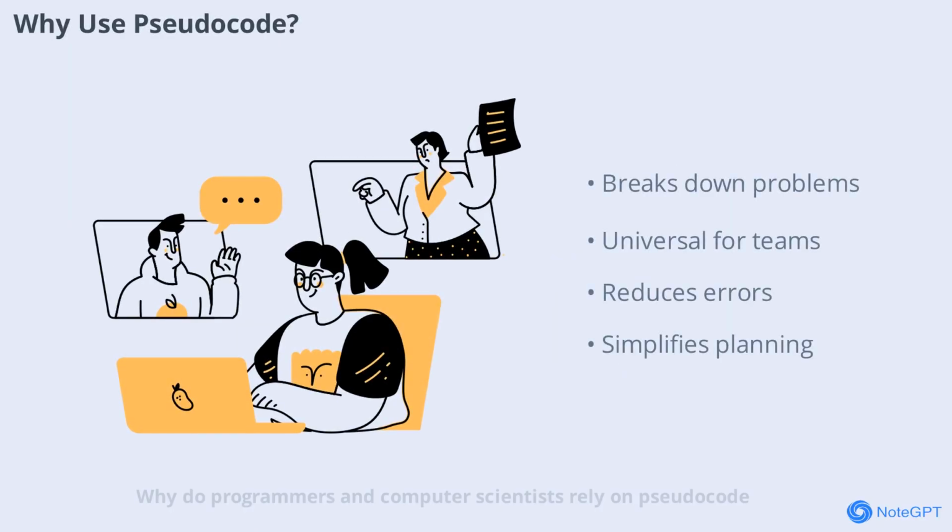Why do programmers and computer scientists rely on pseudocode? The answer is simple. It helps break down complex problems into manageable steps. Pseudocode allows you to map out your logic before diving into actual code, reducing errors and misunderstandings. It's also a universal language for teams, making collaboration easier. When everyone understands the plan, it's much simpler to assign tasks and spot potential issues early. Whether you're working alone or with others, pseudocode streamlines the development process and ensures everyone is on the same page.